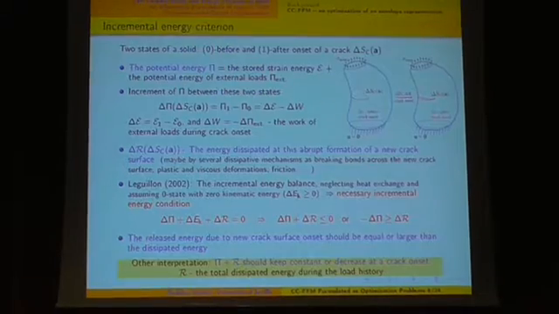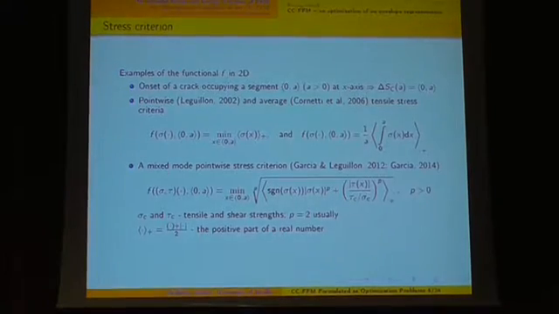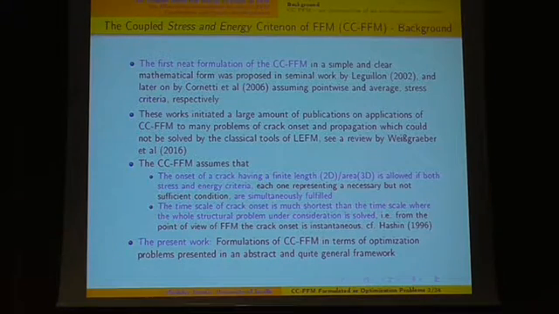The first formulation of the couple criterion was proposed by Dominique and later by Pietro, and this work initiated a large amount of publications which were able to solve problems which were not able to be solved by classical linear elastic fracture mechanics.